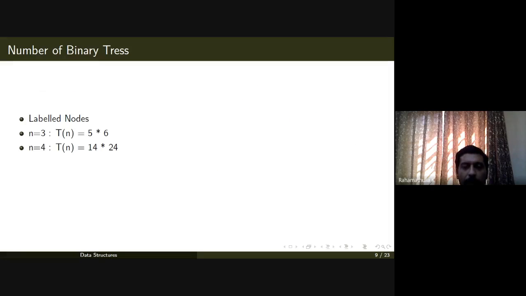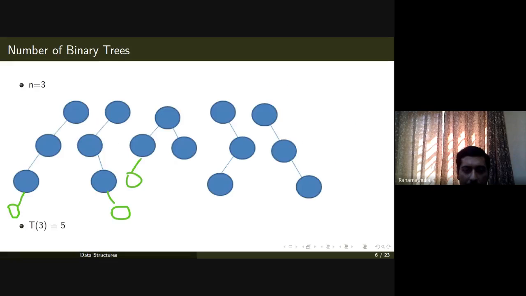So this was a case of unlabeled nodes. Let's see what will happen if we have a label set of nodes. For example, you take this. This was with the help of unlabeled nodes for n equal to 3. Let's say you have labels here, labels like A, then B and C.